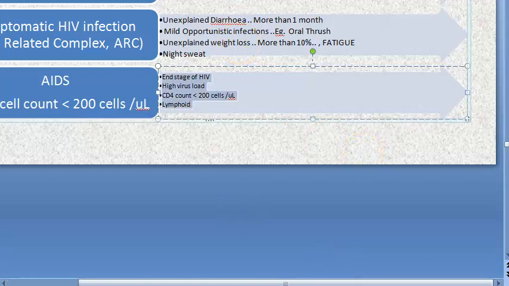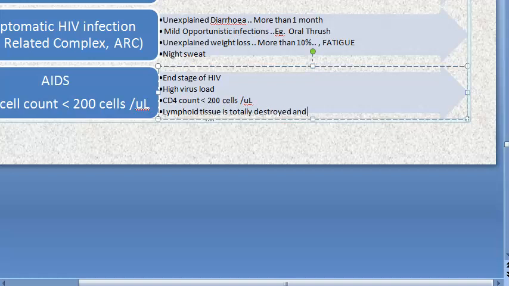Lymphoid tissue is totally destroyed and replaced with fibrous tissue. Okay. Then opportunistic infections are all there. Development of neoplasia. This person can develop neoplasia, that is cancer, and there can be development of direct HIV induced manifestations such as HIV encephalopathy also.